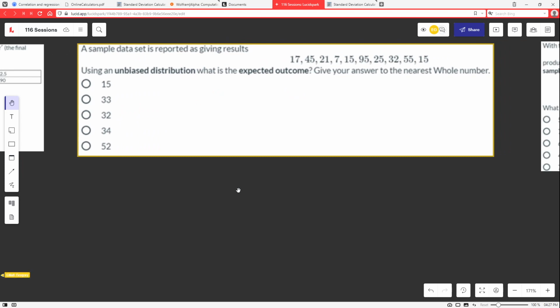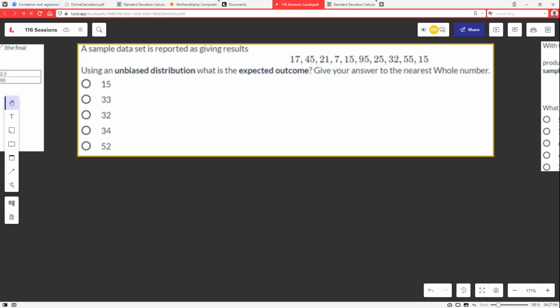A sample dataset is reported as giving these results. Using an unbiased distribution, what is the expected outcome? For this unbiased distribution, that means an equal chance of getting all of them. So the shortcut is to find the mean: add them all up and divide by the number.